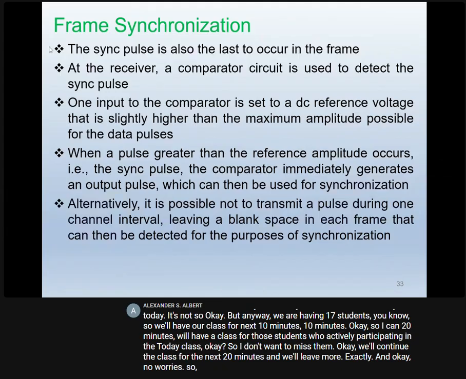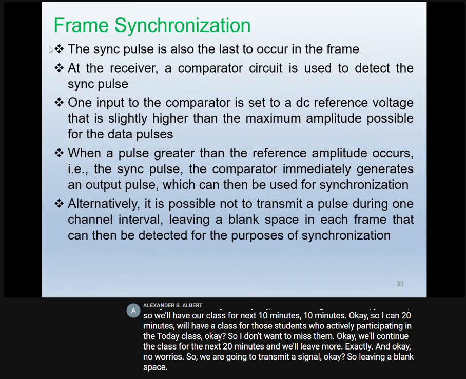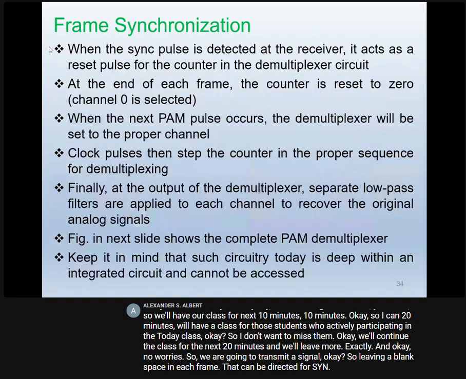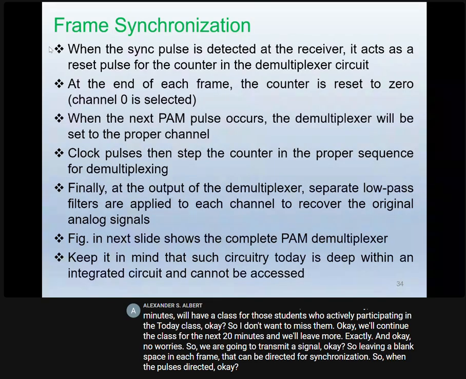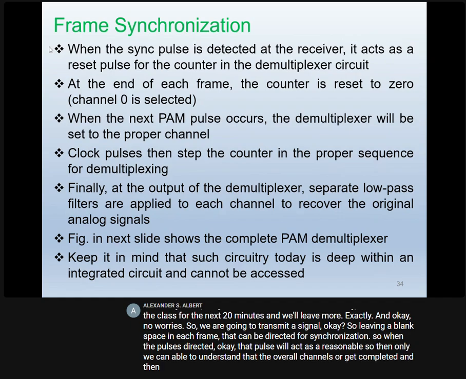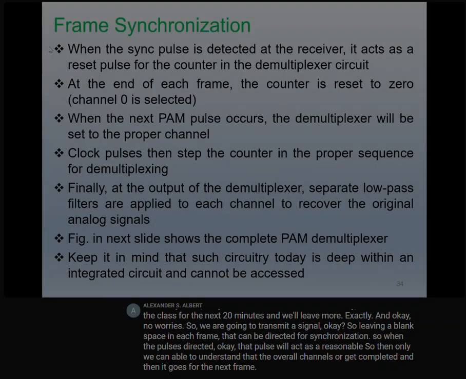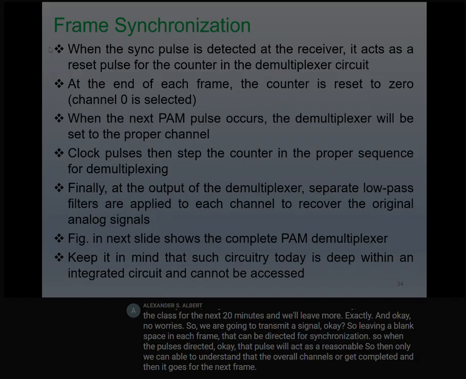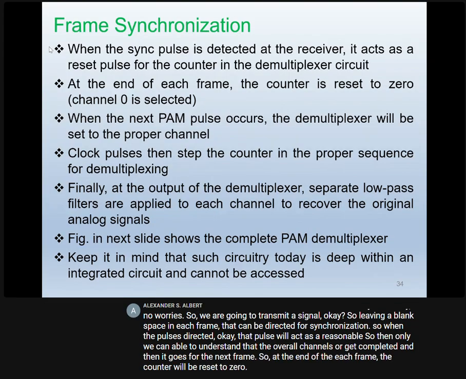So we are going to transmit a signal, leaving a blank space in each frame that can be used for synchronization. When the pulse is directed, that pulse will act as a reset pulse. Then we can understand that all the channels are completed, and it goes to the next frame. At the end of each frame, the counter will be reset to zero, so it will again select channel number zero.